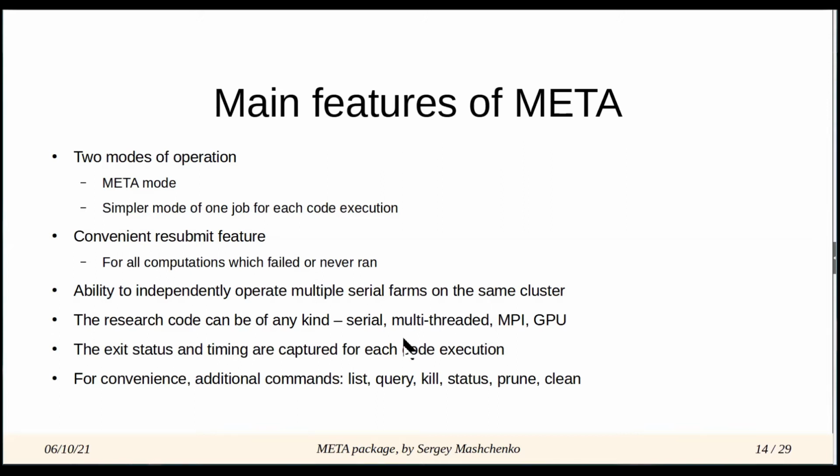Very importantly, unlike Ghost, we can actually run any kind of jobs, not just serial, but multi-threaded, MPI, or GPU jobs. So your jobs can be of any kind, and it's very easy. There are very minor changes you have to do, basically change the Slurm parameters, the way you would have to do it anyway if you run it yourself.